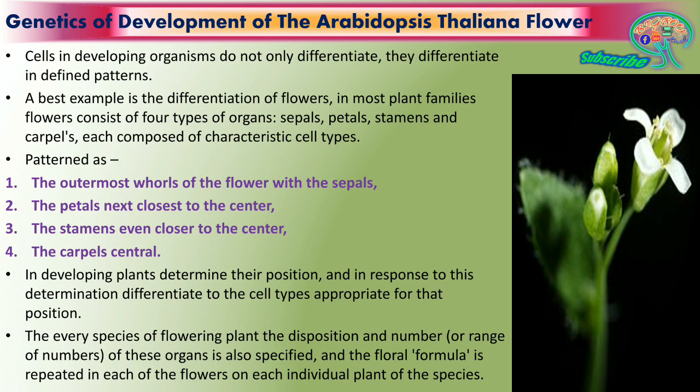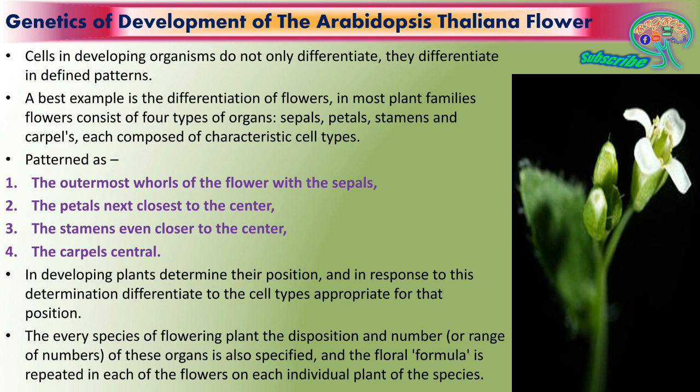In most plant families, a flower consists of four types of organs: sepals, petals, stamens, and carpels, each composed of characteristic cell types. Now here, the flower is composed of four different organs: the sepals, petals, stamens, and carpels. They are called organs because they have their specific functionality within the complete flower. The sepal is different from the petal, the petal is different from the stamen, which is different from the carpel, and all these four have different patterns, different functions, and different cell differentiations compared to each other.